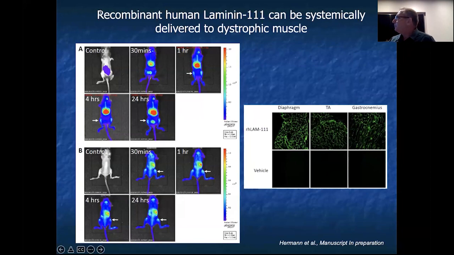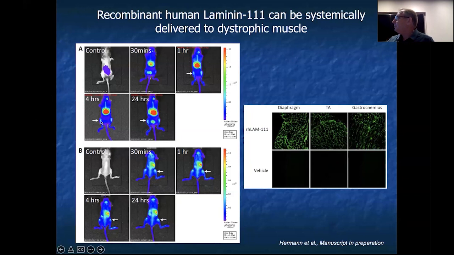And this is the time after injection. So 30 minutes after injection, 1 hour. And you can see pretty rapidly, even at 30 minutes, we're starting to see muscle localization of the laminin. We have this really hot spot here, which turns out to be the liver. So we know that clearance is occurring in the liver. And when Haley took the organs out, she could image them. So we know that a lot of protein gets trafficked to the liver, which is probably then getting degraded. But we get fairly rapid accumulation.